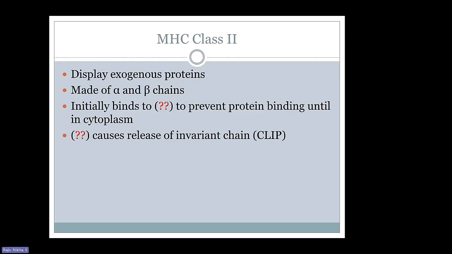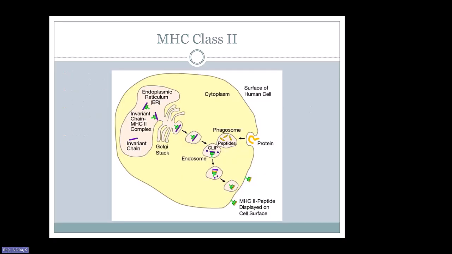Class 2 MHC is formed by alpha chains and beta chains. They initially bind to something called the invariant chain, which I'll show you in a picture, to prevent peptide binding until it's in the right compartment.